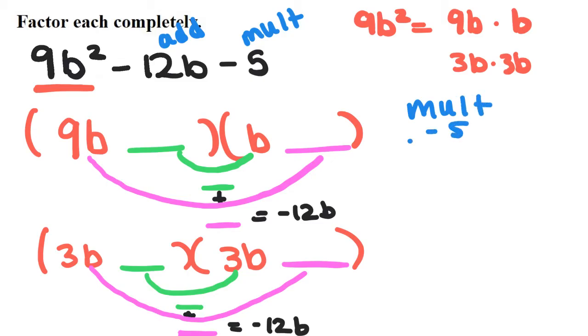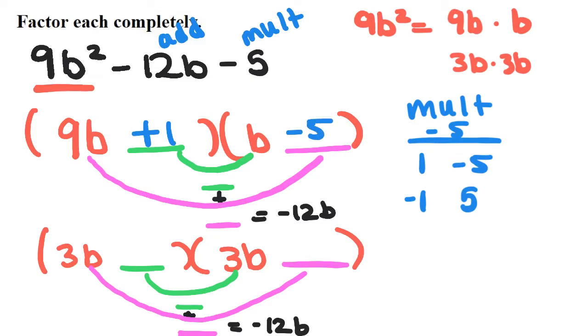Now, in order to do this, if we consider what multiplies to -5, I could have either 1 and -5 or -1 and 5. So if I plug into the terms, let's say I start with the first one. So I start with 1 and -5. This is going to give me 1 times b is b, and 9b times -5 is -45b, which gives us -44b, so it does not work.